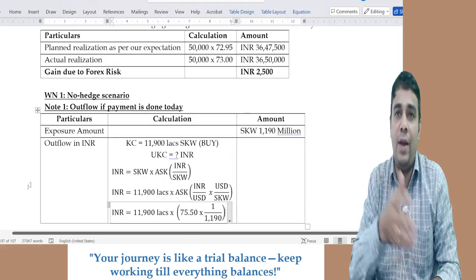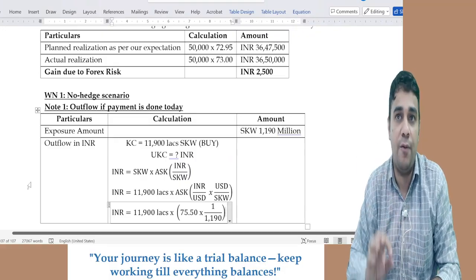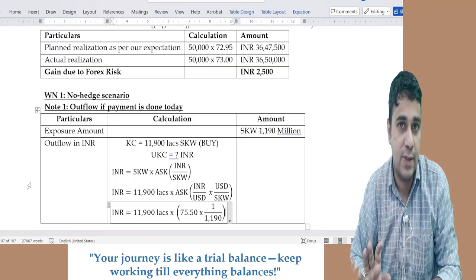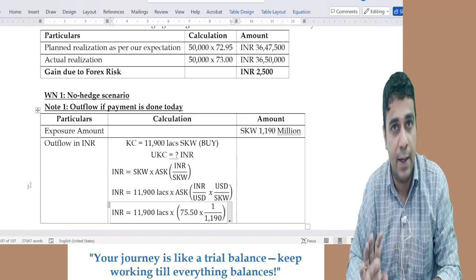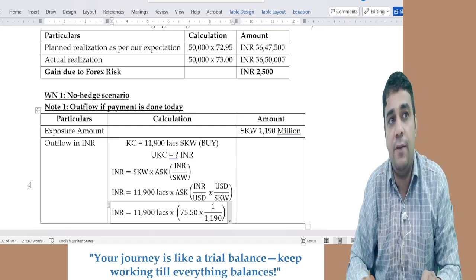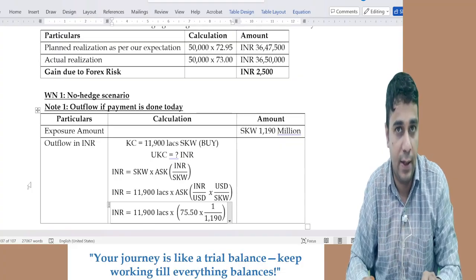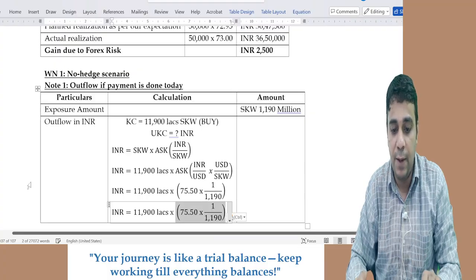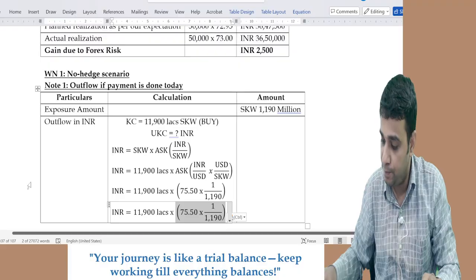Technically, if I do direct multiplication, I will not have any rounding impact in these numbers. But they have said take a 4 decimal rate first and then do the multiplication. So 75.5 divided by 1190, get a 4 decimal rate first. 75.5 divided by 1190.